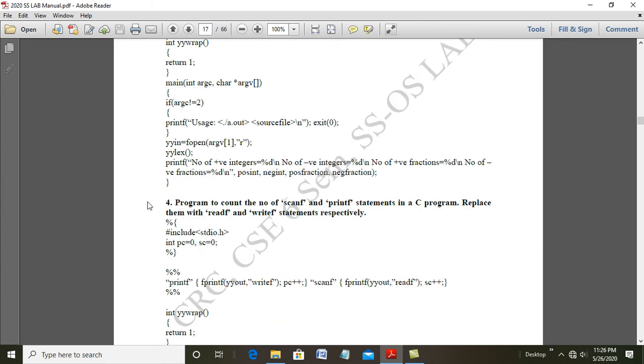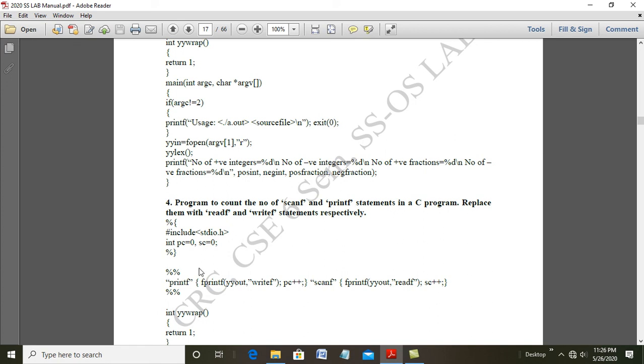And next, the fourth example: the user has to write a program to count the number of scanf and printf in a C program. The user is writing one C file as input, and within that they are writing printf and scanf, but the program has to count how many times printf and scanf appear, and they should be replaced. For example, if scanf and printf are available 2 times, they should be replaced with the corresponding readf and writef statements. So very important, a separate file with a .c extension has to be created. Then again you need to count scanf and printf, then replace them with readf as well as writef.